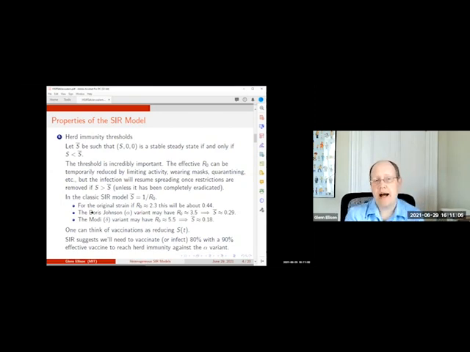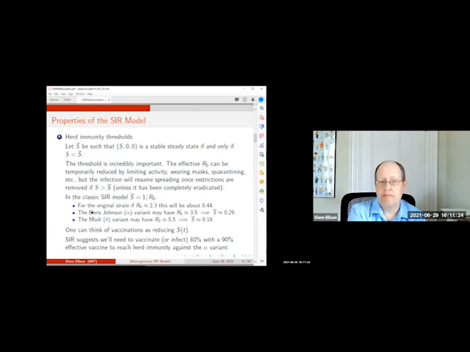So, if you take the classic SIR model, S upper bar is 1 over R naught. If you take the original Wuhan strain, R naught might be 2.3. This would be about 0.44, which would say it's really hard to do anything that gets less than 56% of your population infected.